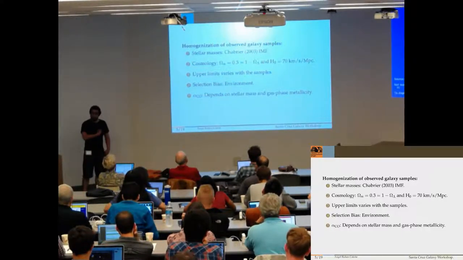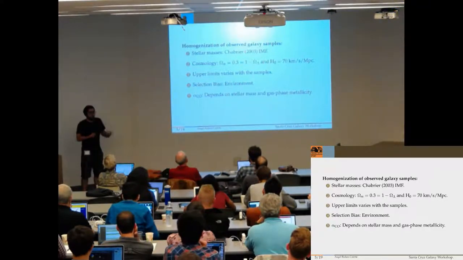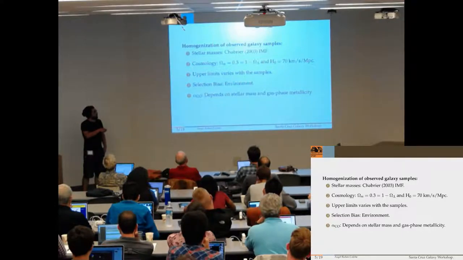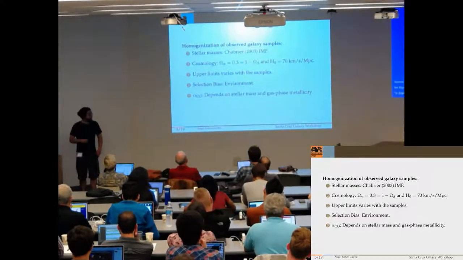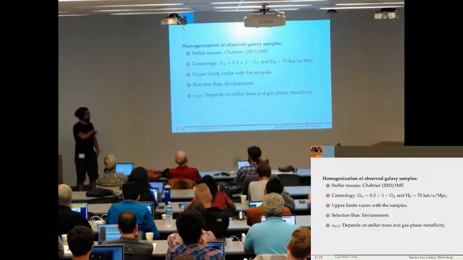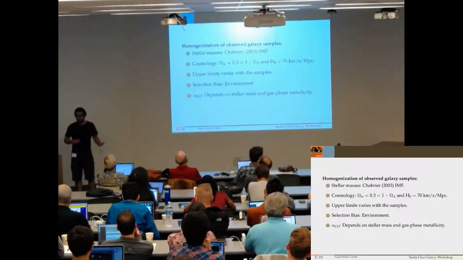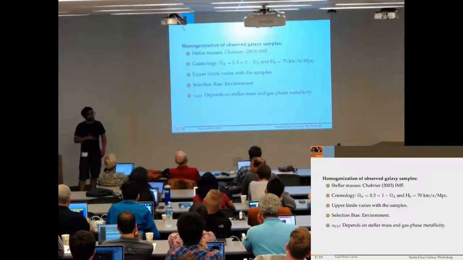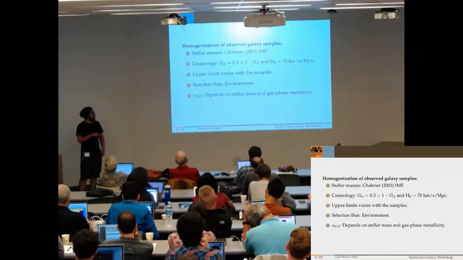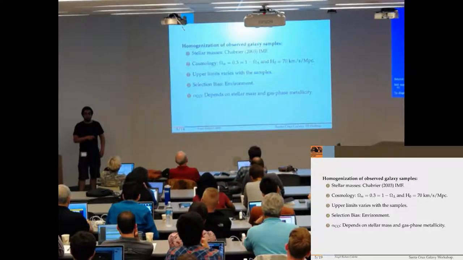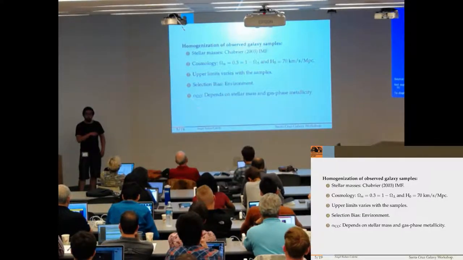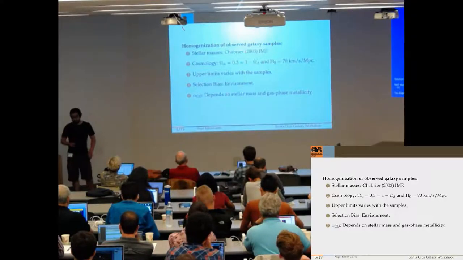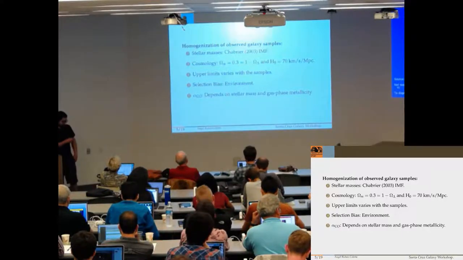the determination of the upper limits varies depending on the sample. So we perform a homogenization regarding the upper limits. We see if the samples that I showed you before are biased because of selection criteria like environment. And finally, we take into account something in the H2 determination: we're considering a variable H2 to CO conversion factor that depends on both stellar mass and gas phase metallicity.